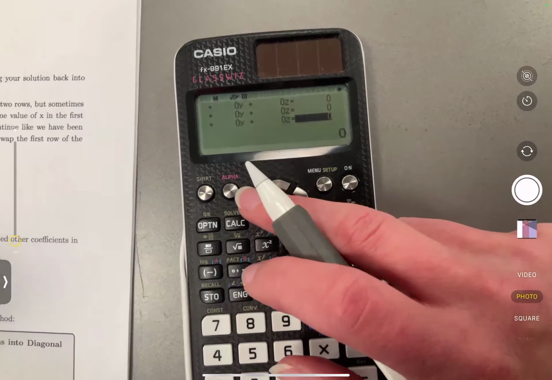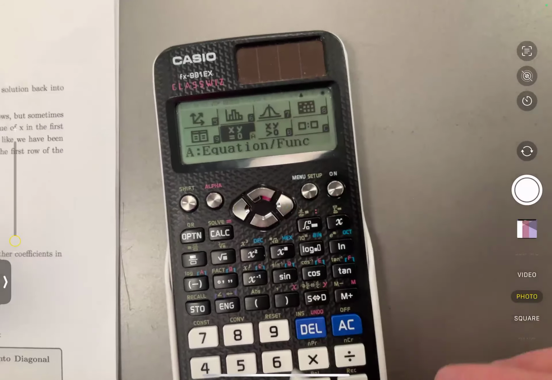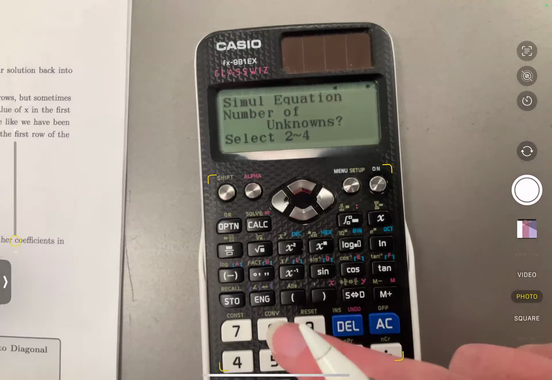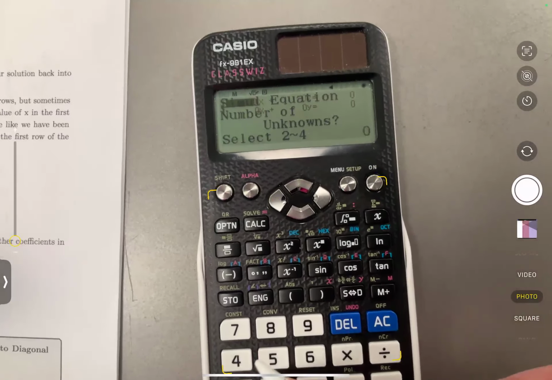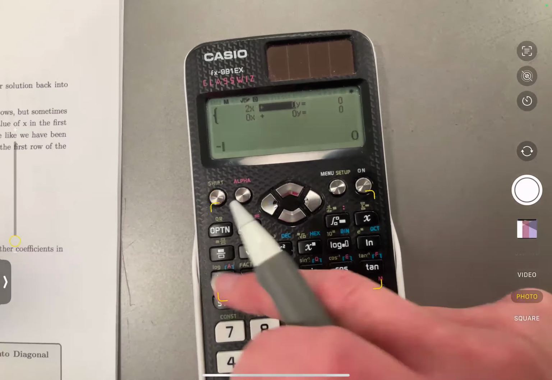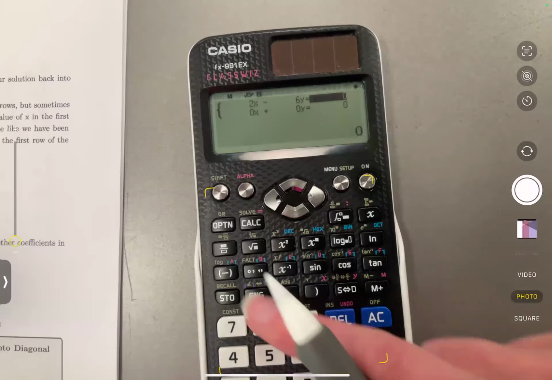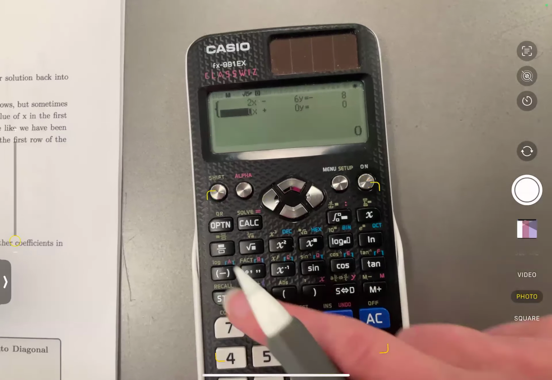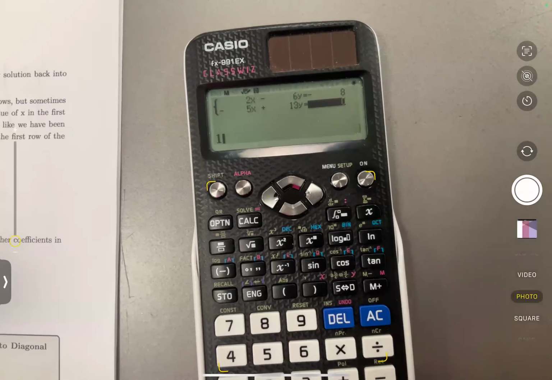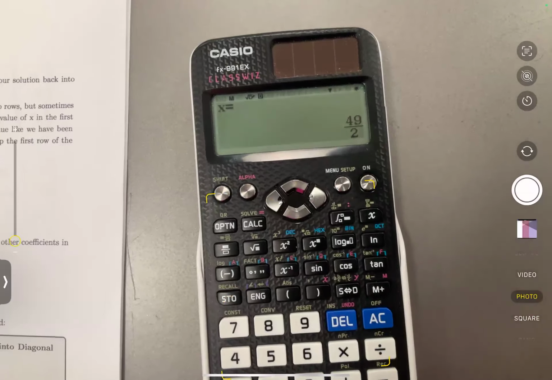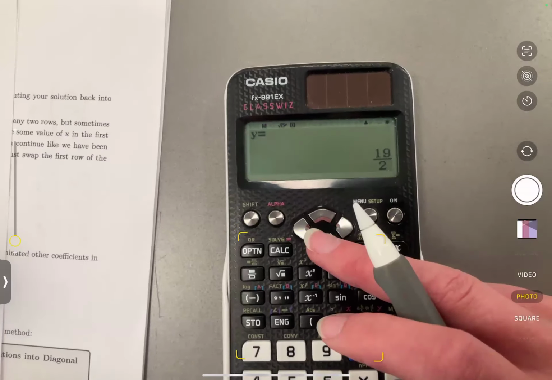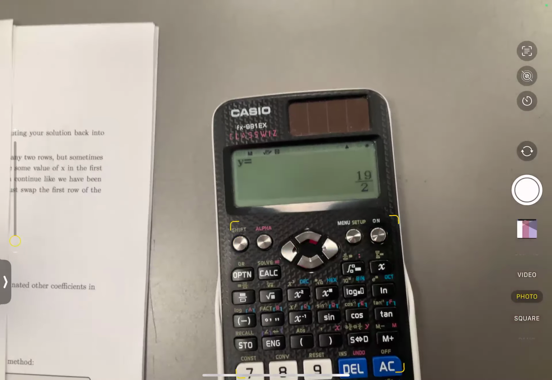That's kind of nice. Oh, I guess we had 2. Let me go back there. We only had 2 unknowns for this example. That's nice. 2, -6, -8, -5, 13, and 1, equals. Gives me x is 49 over 2. And then I scroll down, y is 19 over 2. And if I had more, I could scroll down through more.